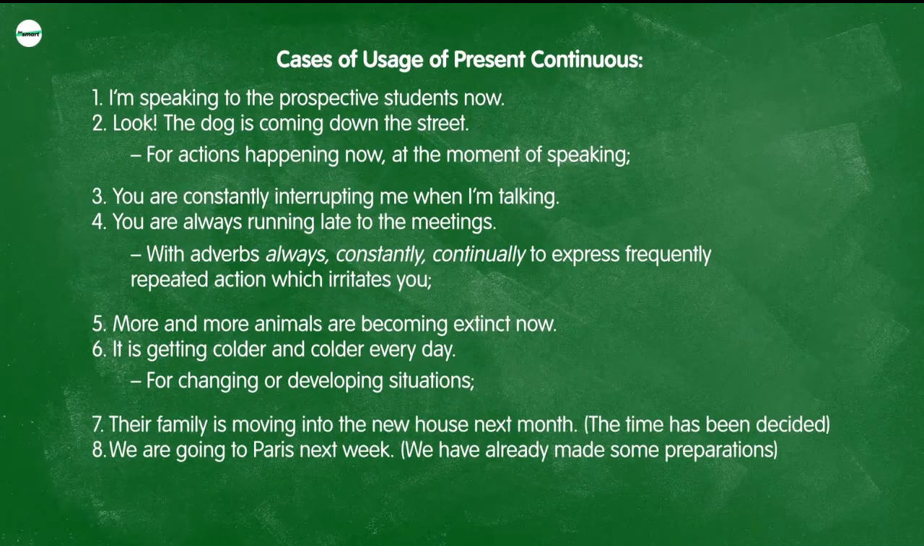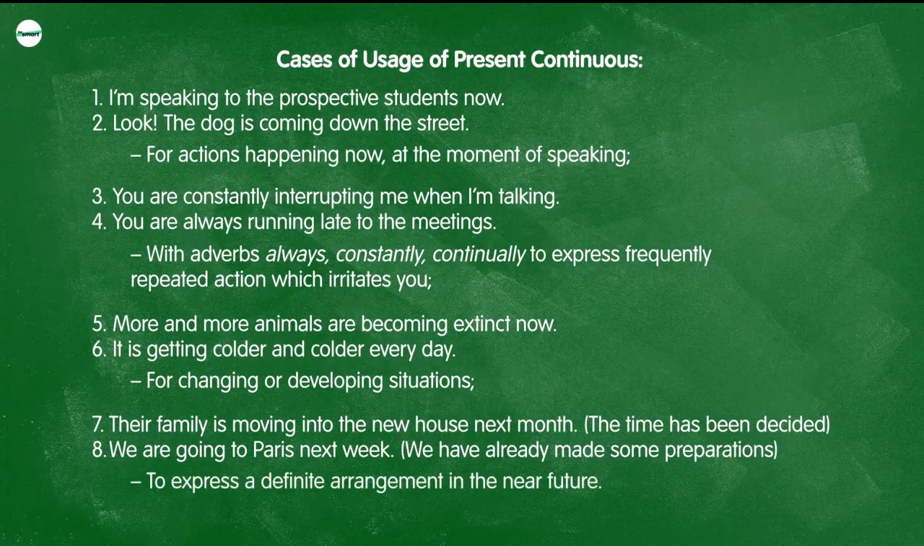But now let's read and consider two more sentences. I can still say, for example, the family is moving into their new house next week. Or, we are going to Paris next week. And here, I'm using the present continuous tense to talk about events that will happen in the near future. They are plans that have already been decided and made.